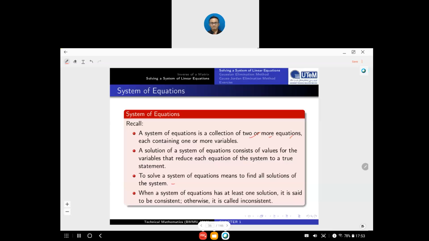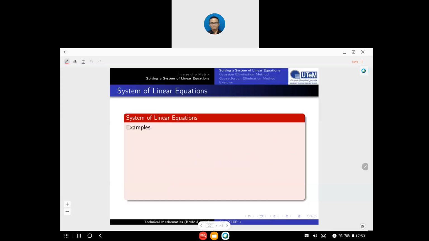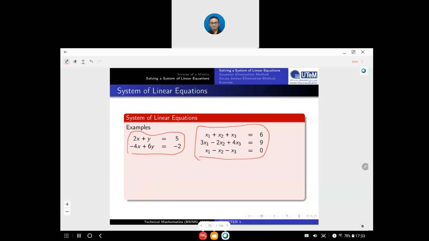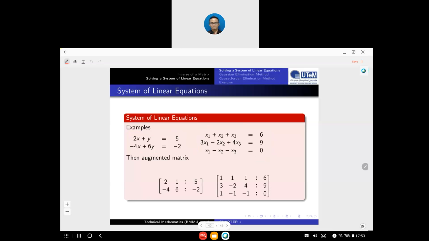Okay, this one is just the definition. System of linear equations, for example, if you have these two systems of linear equations, or you have these three systems of linear equations, you can solve this using matrix by converting into an augmented matrix. So these two systems of linear equations become this augmented matrix. These three systems of linear equations become this augmented matrix.